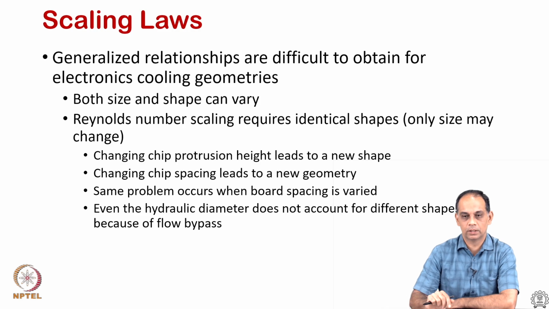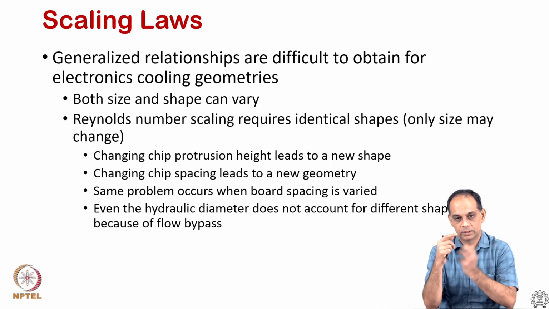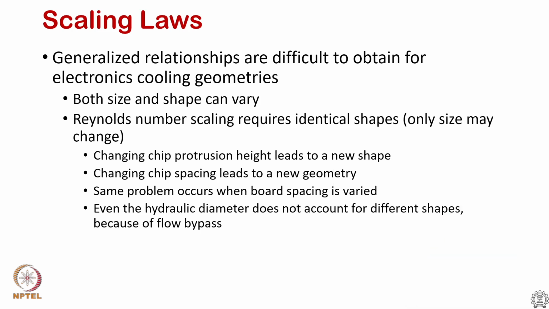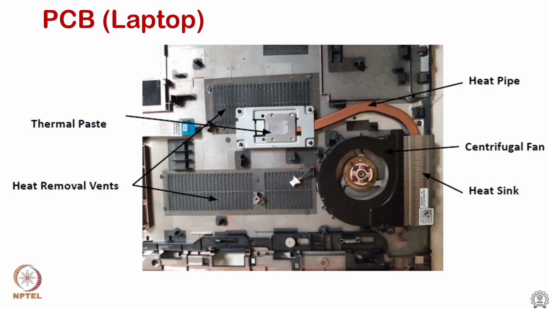As we discussed, the heat sink size will change, and the spacing between the components will change. So, geometry is going to keep changing everywhere within the circuitry or a PCB. So, there is no generalized relationship for these situations. One has to make strong judgments, and we will discuss what that is.